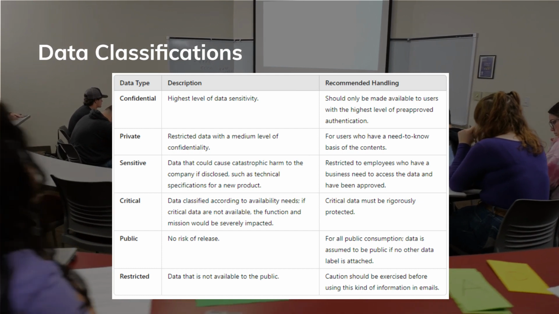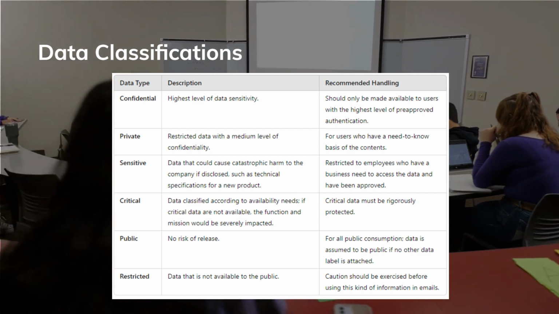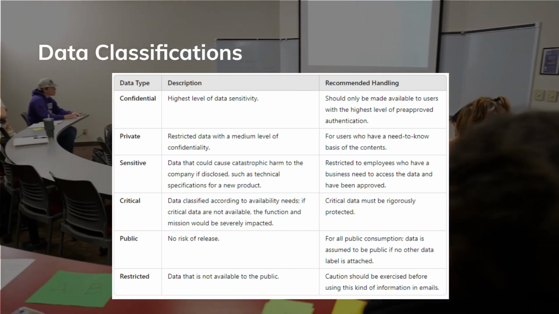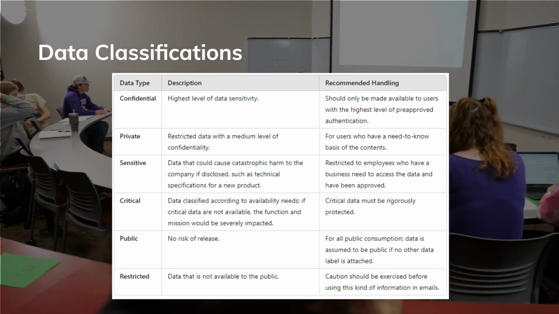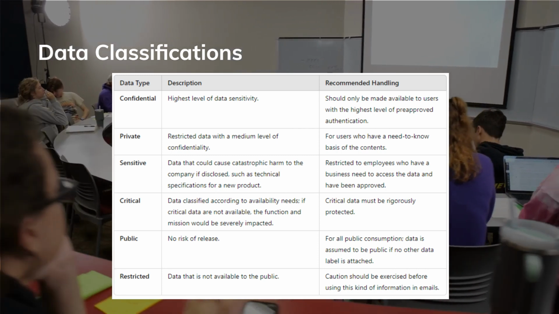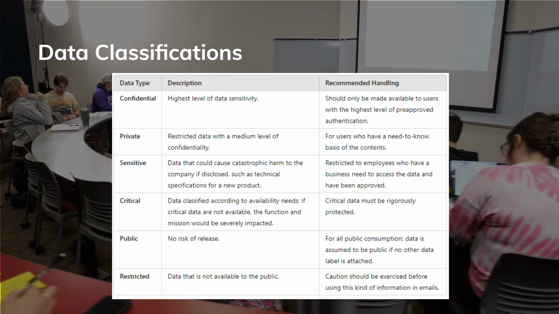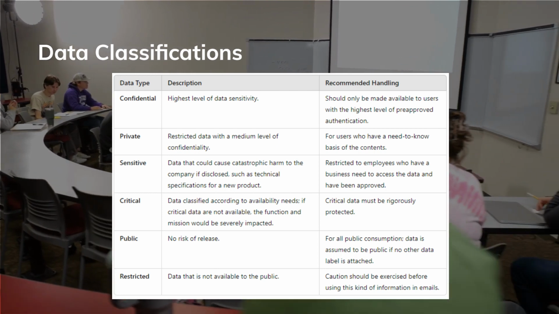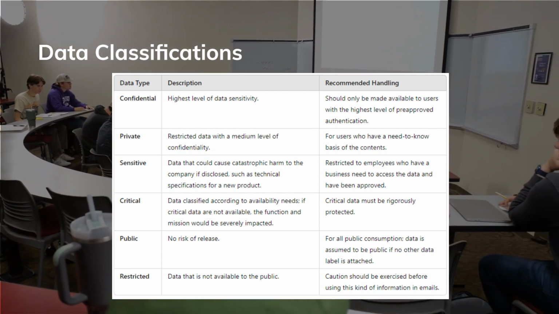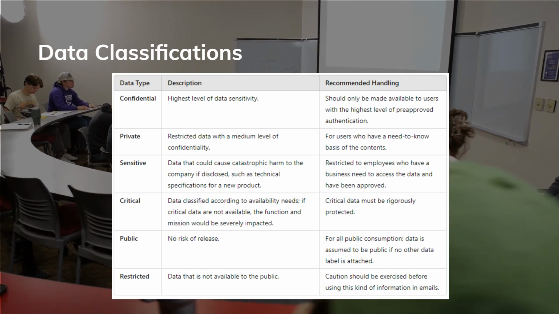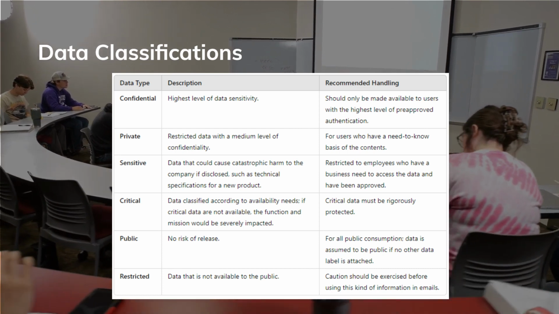Sensitive data. Sensitive data, which can cause significant harm if disclosed, should be highly restricted. Only employees with a clear business need and explicit approval should be able to access this information. Measures such as encryption, strict access controls, and monitoring should be in place.